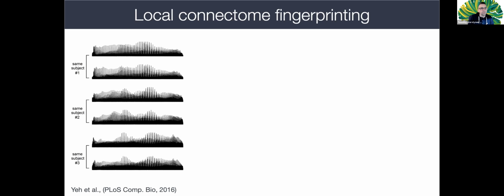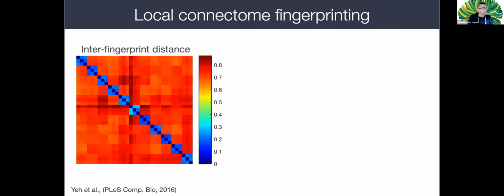So here you're looking at 3 different subjects scanned at 2 different times, and you can see that the geometry of the hills and valleys, the rises and falls of the fingerprint are reliable within subject, but reliably different across subjects. In fact, we can calculate the inter-fingerprint distance of each subject. So what we're showing here is the distance between fingerprints between every pair of scans. Some scans are the same subject, some scans are different. And the blue distances along the diagonal are the same subjects scanned multiple times. So you can see the clustering of the same subjects. In this case, these are the same subjects scanned 3 times.